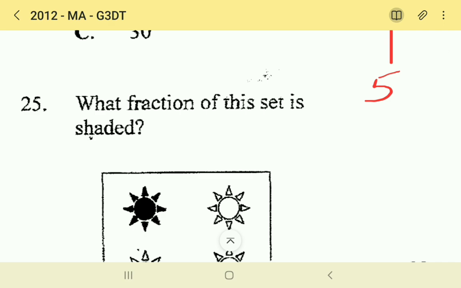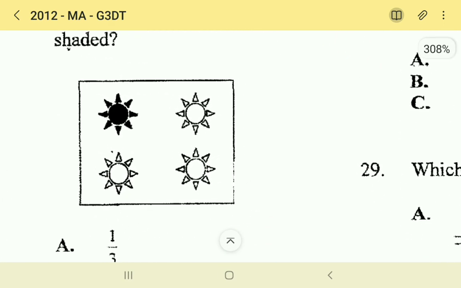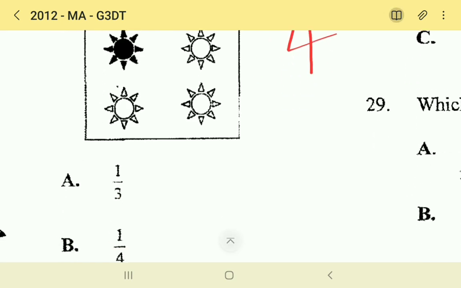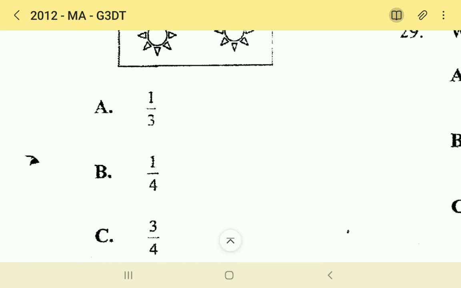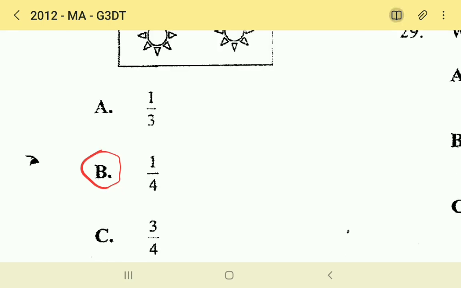What fraction of this set is shaded? How many are in the set? We have 4. How many are shaded? 1. So it's a quarter that is shaded. Remember, the bottom number tells you how many the whole is or should be in. The top number tells you what is done or is to be done. 1 is shaded, so that's B.